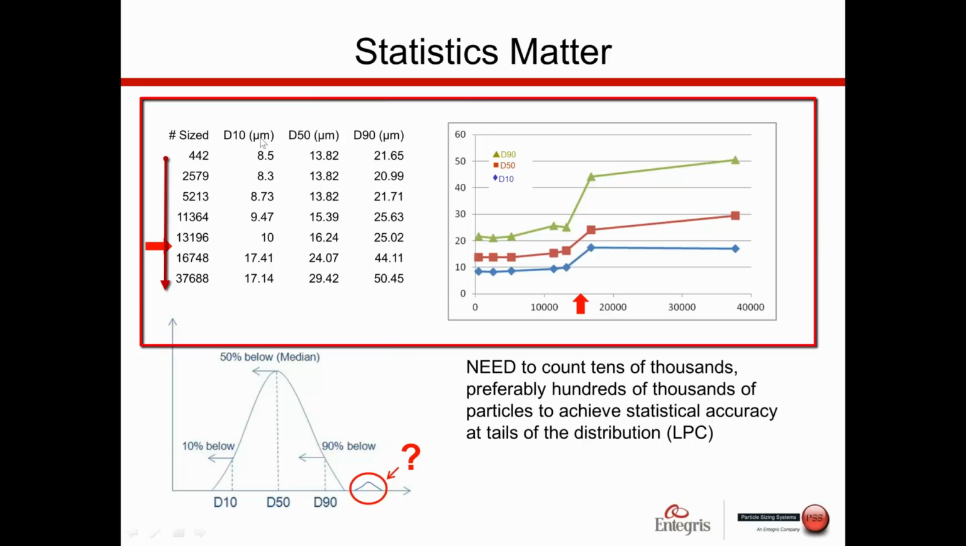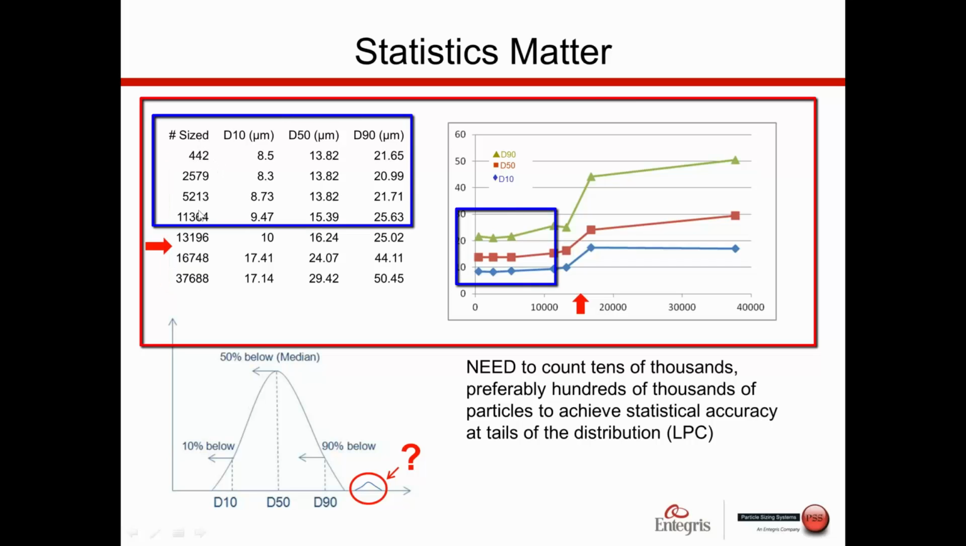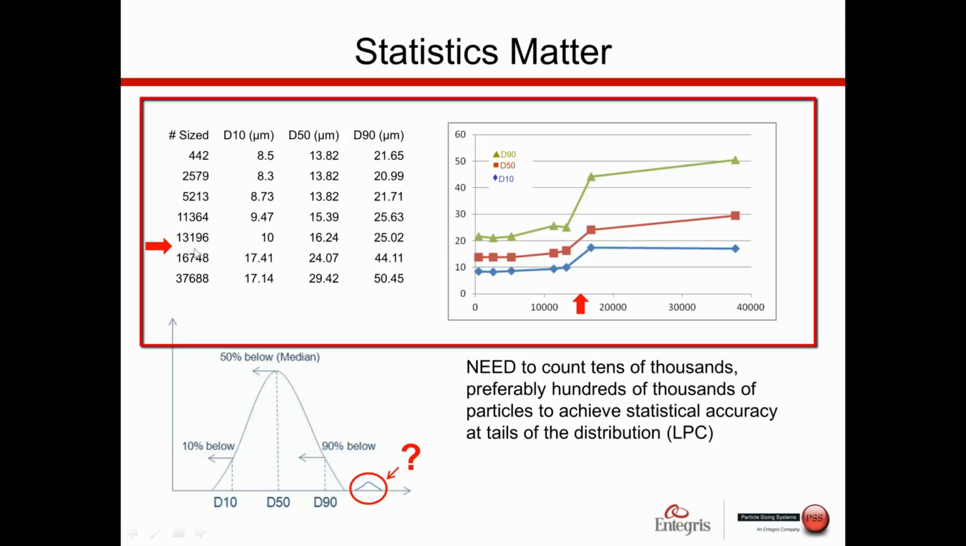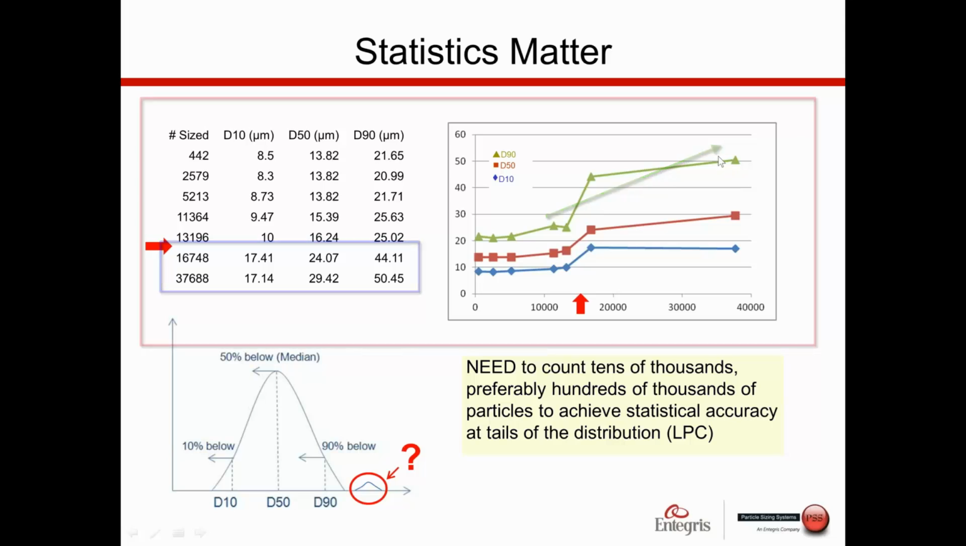So I'm plotting D10 in blue, D50, and then D90 in green, and what I'm showing is what happens to these numbers as a function of an increase in the number of particles analyzed. As I measure up to 10,000 particles per ml, the D10, D50, and D90 are relatively stable. But once I get to measuring greater than around 15,000 particles, we see this large increase in the D90. If we don't measure enough particles, we really are not fully characterizing the D90. We need to get to the point of measuring tens of thousands of particles before we start getting an accurate depiction of the D90.